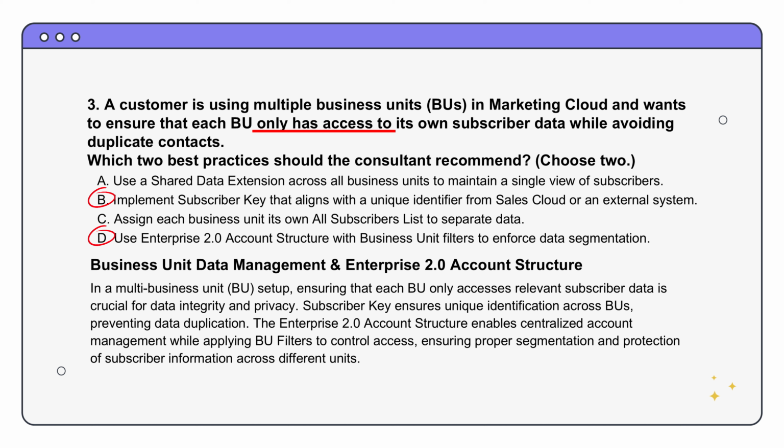The Enterprise 2.0 structure is like the framework for your entire Marketing Cloud account. And by setting up business unit filters, you're basically creating those logical data silos between each BU. So each BU only sees the data that's relevant to them. Exactly. It's all about data privacy and preventing any accidental sharing of subscriber lists between different parts of the company. So it creates this really well-organized and secure environment for managing data in a company that maybe has multiple brands or operates in different regions.